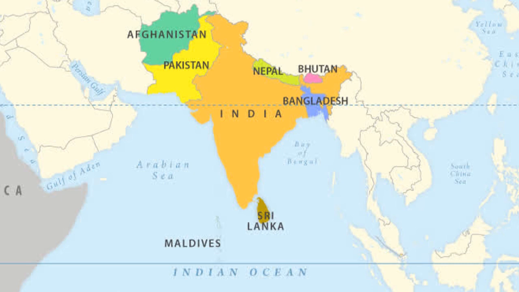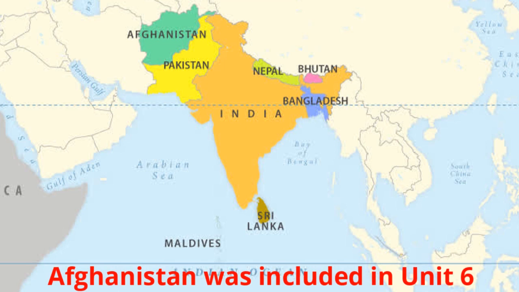And then south of India in the oceans, you have 2 island nations. You have Sri Lanka, which is nicknamed the teardrop of India because it looks like a teardrop coming off of India. And then out in the Indian Ocean, you have the Maldives, which are beautiful tropical islands where they have a lot of fancy vacation places for you to go. So today we're going to focus on the physical geography of the region.